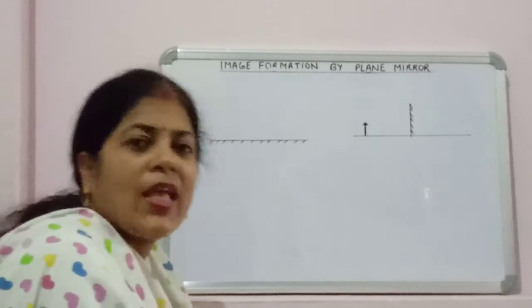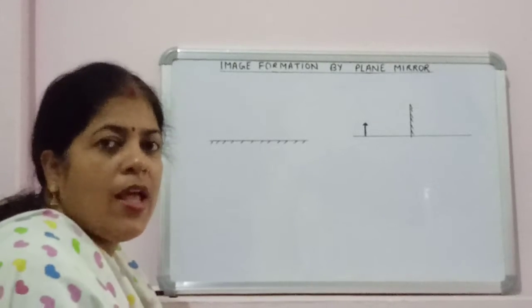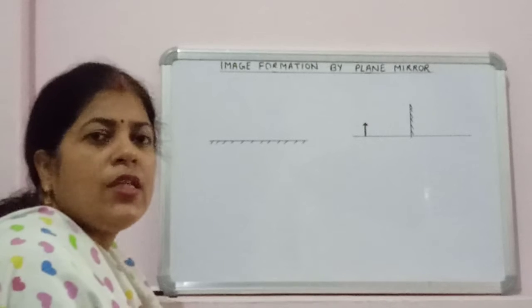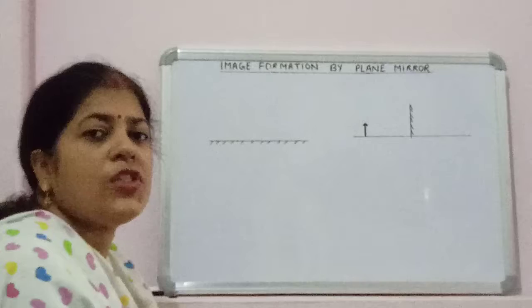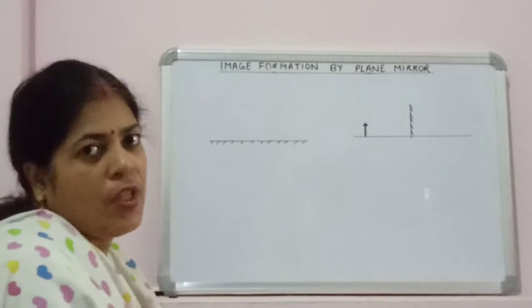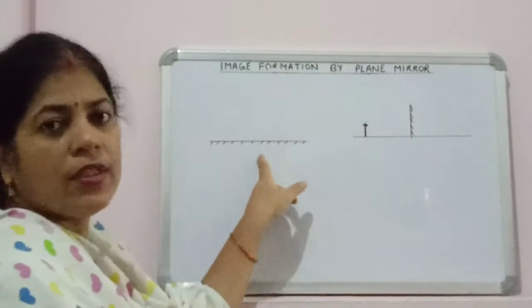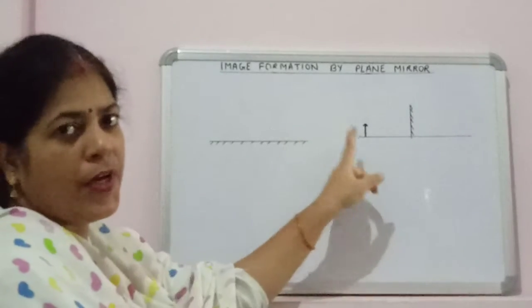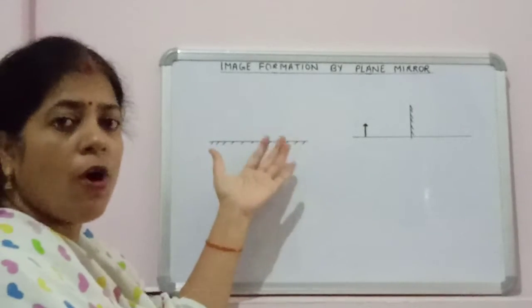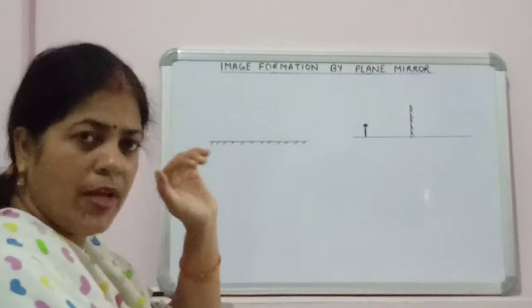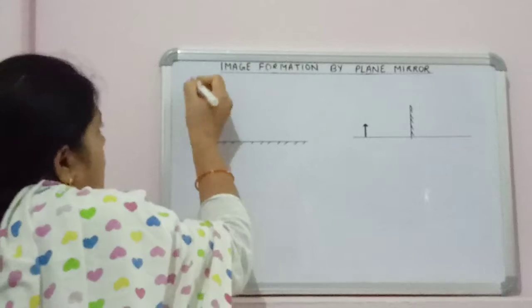Hello students, in our last video we discussed the laws of reflection, and now we are here to apply those laws of reflection to show the formation of image by a plane mirror. So today we are going to discuss that. We will see in two different ways how a plane mirror forms the image of an object placed in front of it.